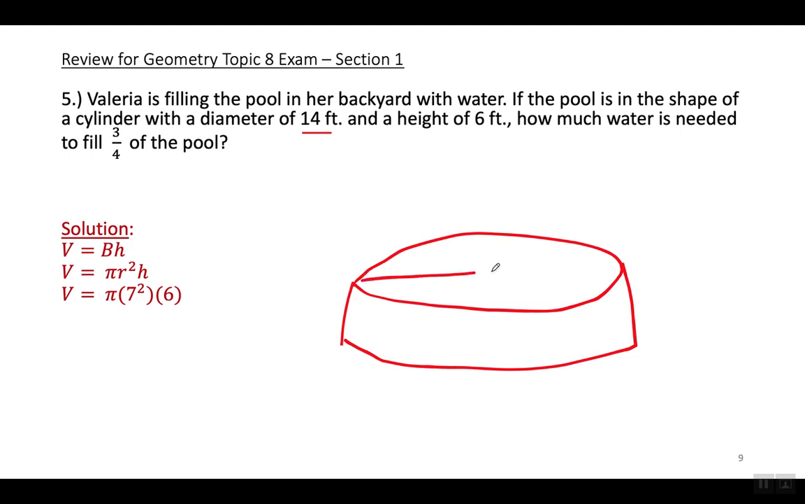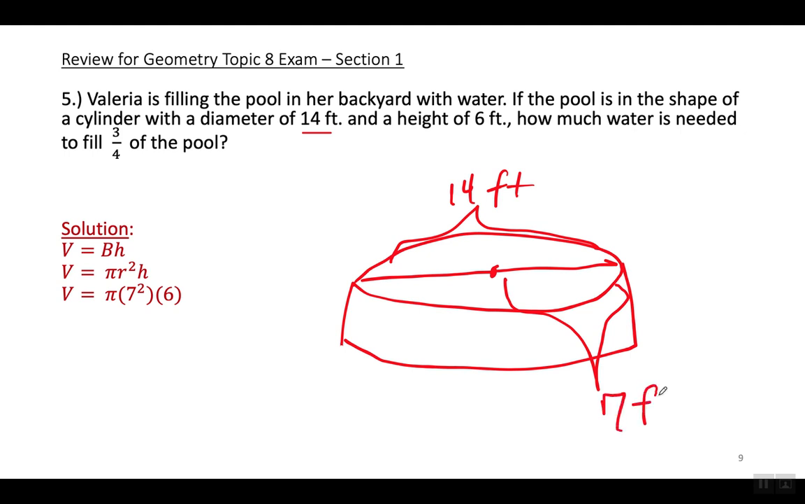It says the diameter is 14 feet. So that means the radius, which is always half of the diameter, is going to be 7 feet. All right, so that's why I put a 7 there. And it says the height of the pool, or the height of the cylinder, is 6 feet. All right, and we're going to leave our answer in terms of pi.